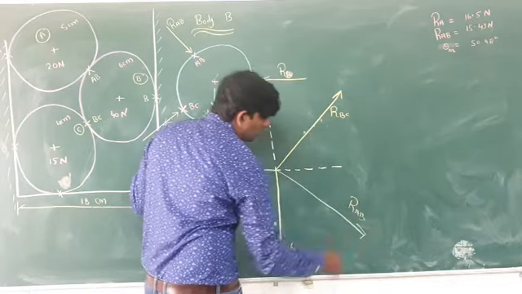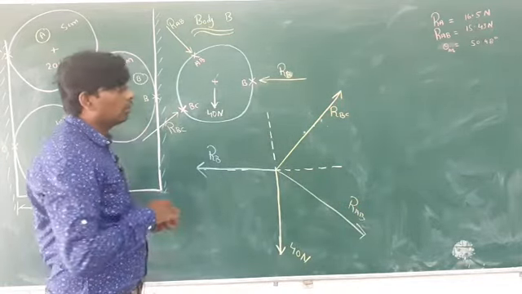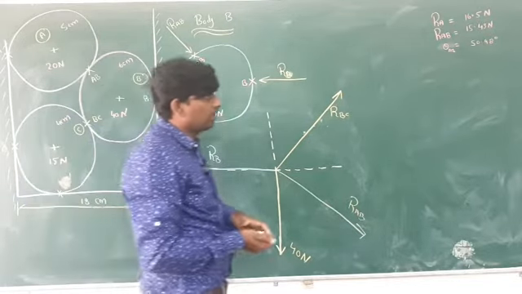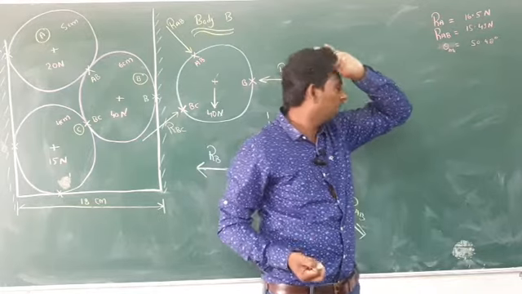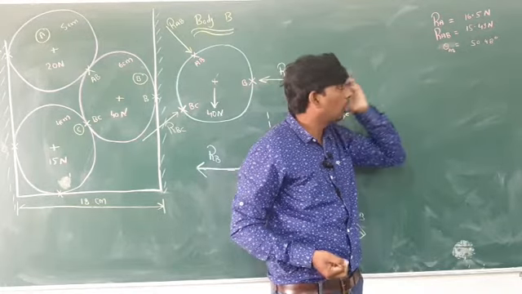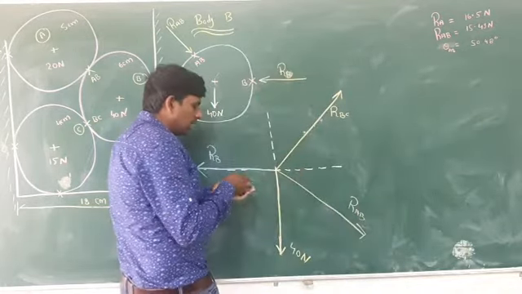RAB is going on which quadrant? Fourth quadrant. But you know the angle of RBC. In the last section you got the value of 50.48. So here you can take the angle.